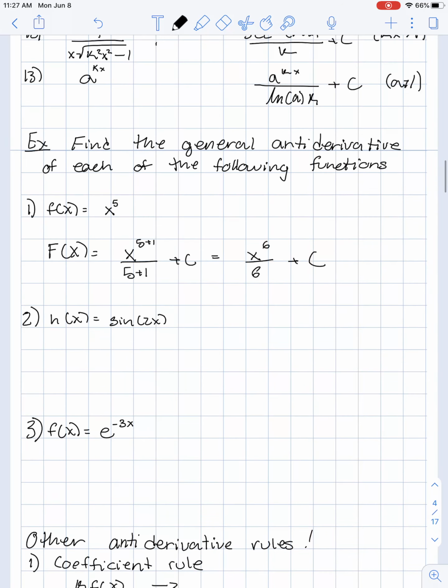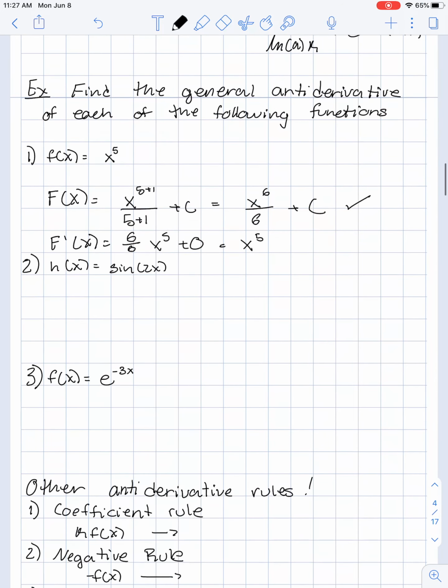And if you want to double check yourself, we can take the derivative of that. And I get 6 divided by 6, x to the 5 plus 0, which is just x to the 5th. So we're good. All right.